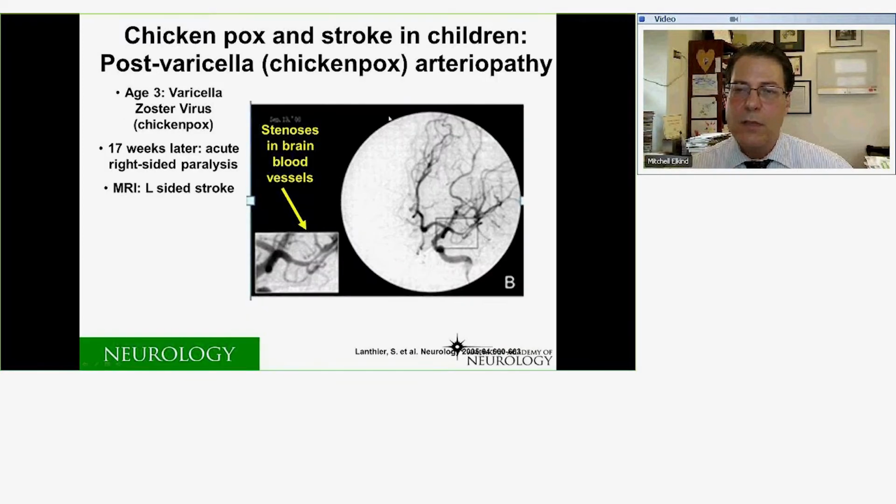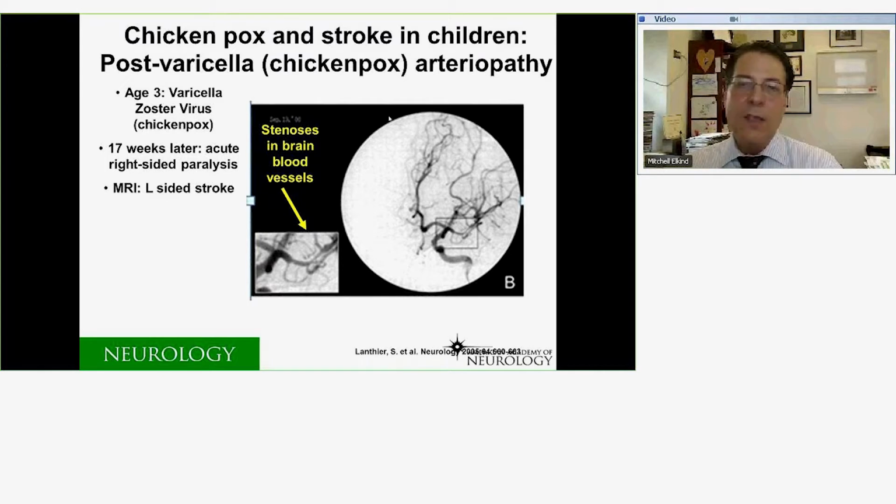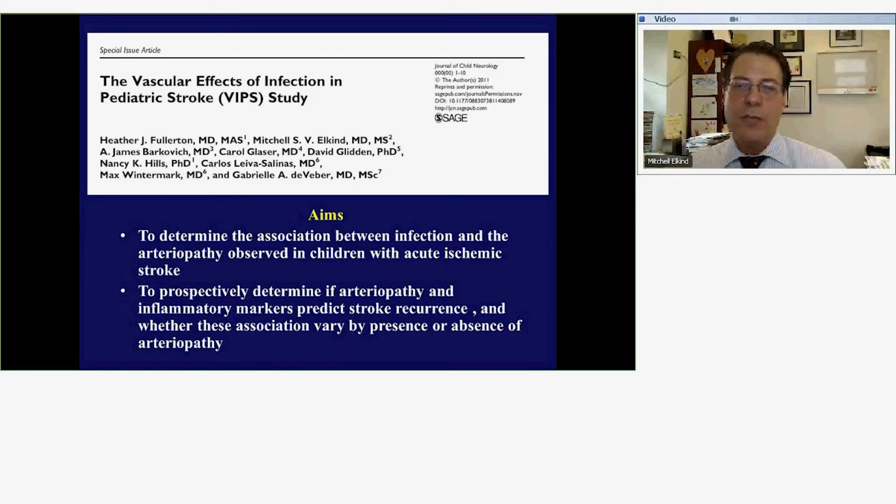Let's see. Okay, and so chickenpox, for example, is known to be one of these specific infections that can lead to an arteriopathy and stroke in children. And you can see an example of that here, but the question is whether infections more generally might contribute to stroke risk in children. And so Heather and Gabrielle got this study up and going called the Vascular Effects of Infection in Pediatric Stroke Study, or VIPS, and basically enrolled about 350 kids at 40 centers around the world.